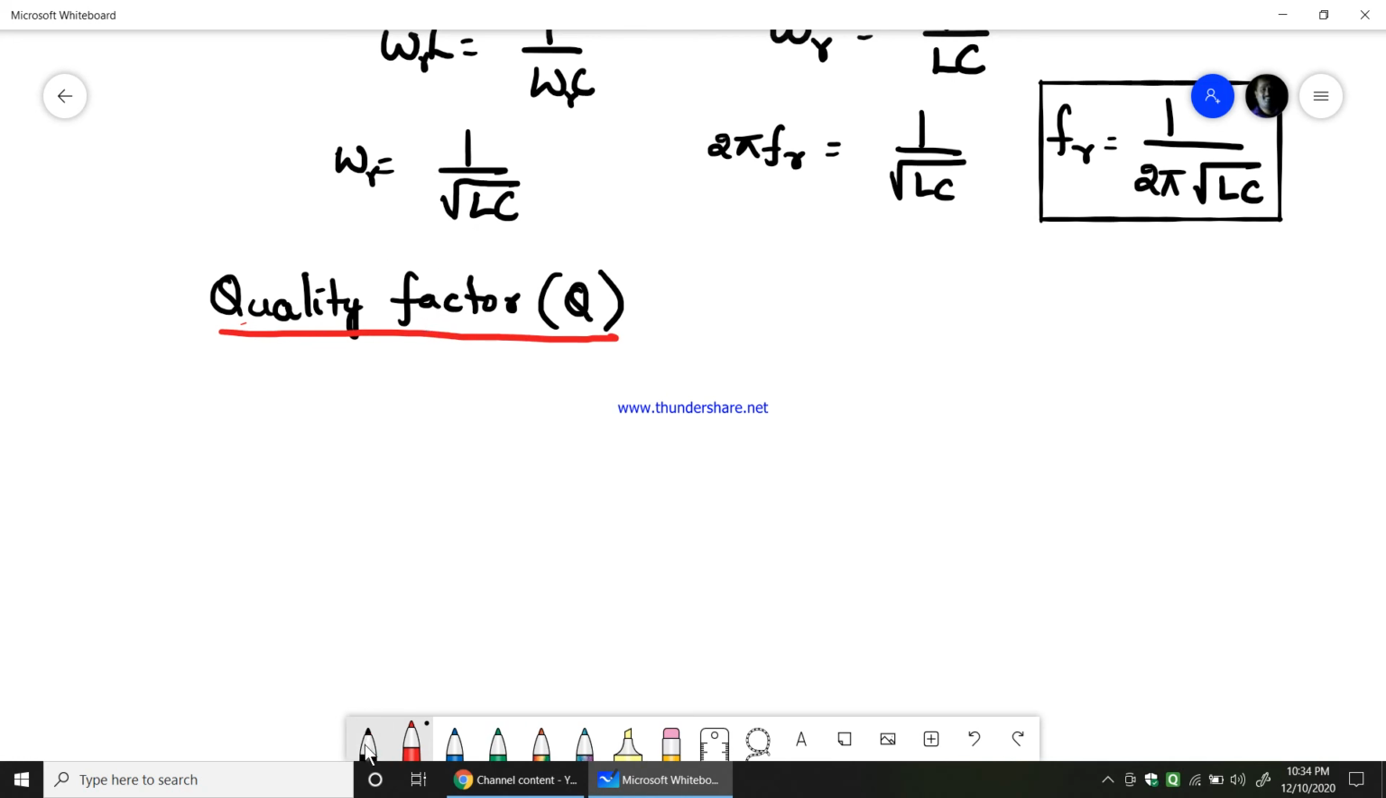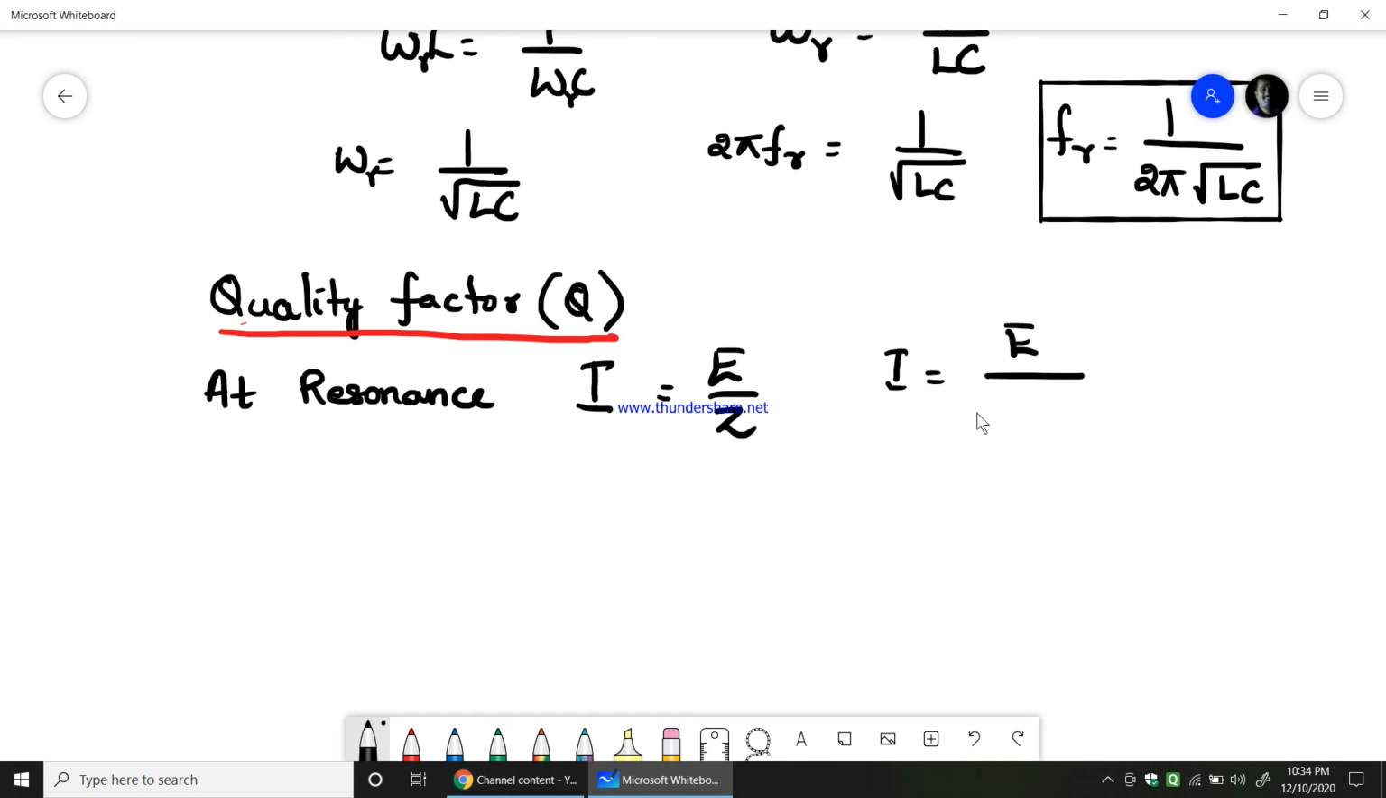We know that at resonance there is a maximum peak current Im. Normally the current I in a series RLC circuit would be equal to total voltage by total impedance, where I is equal to E divided by R plus j into XL minus XC. This is the normal current equation that we write, not at resonance.